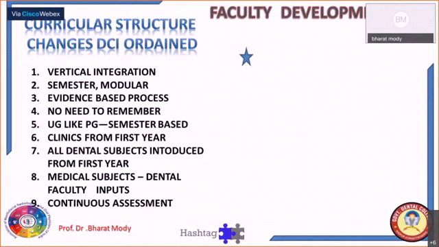Evidence based process could be included. You don't judge the student by how much he can remember, rather, how much he can apply. That is more important. We have to modify even our examination where it should not be on a recall basis. UG clinics should be from first year itself, and all subjects should be introduced from first year, so that the student gets an overall view of dentistry right from first year.